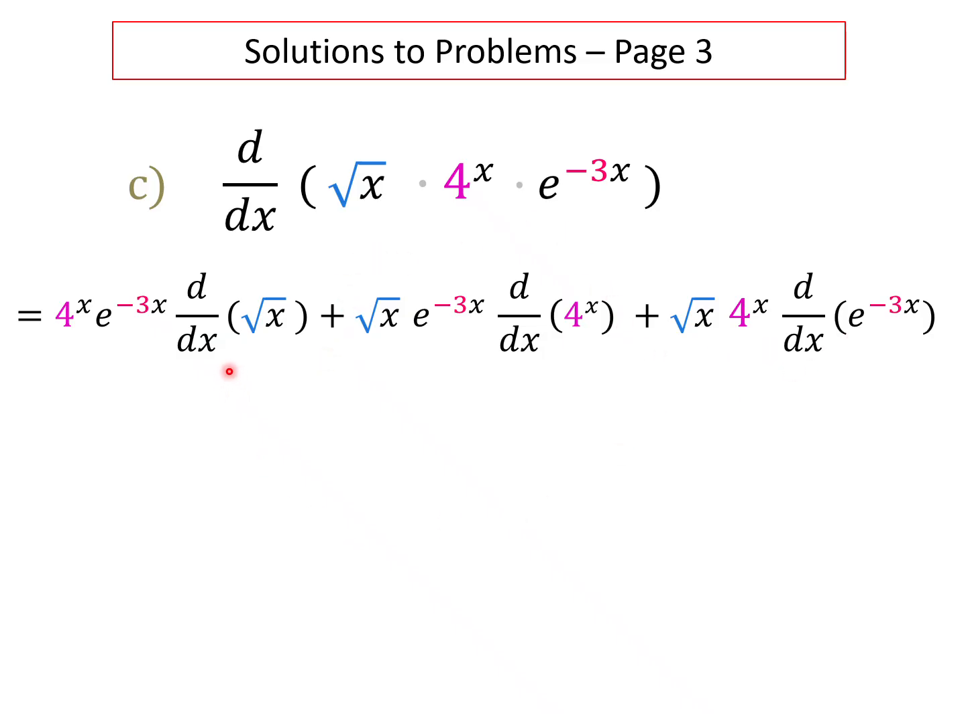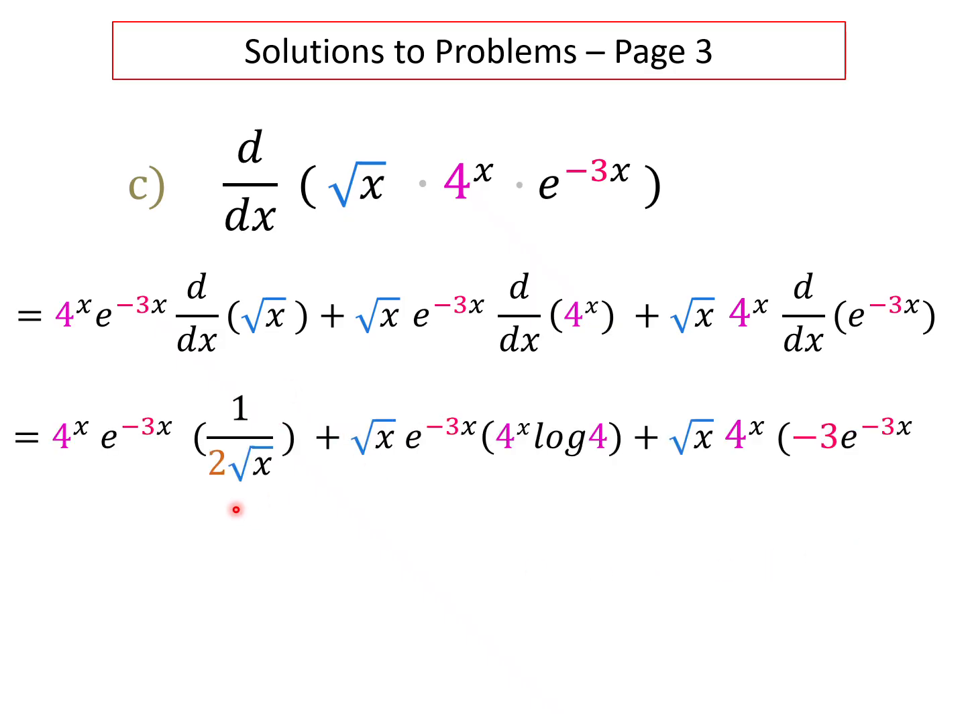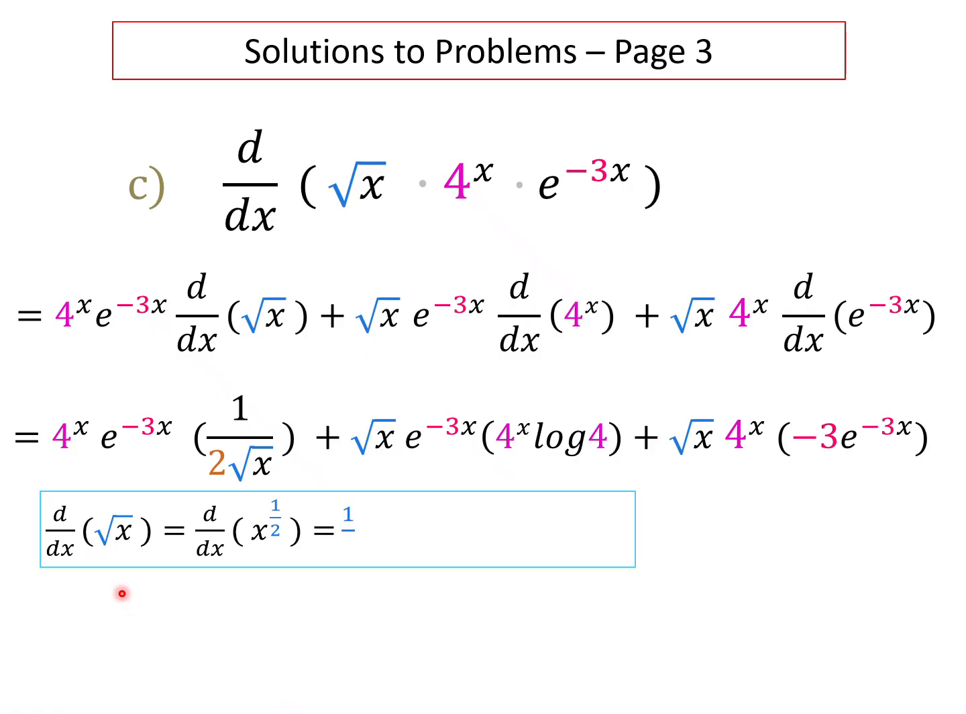Now in case of root x, d/dx of root x, we'll write 1 by 2 root x. Here we are not going to show all the steps. These steps I am just discussing here. d/dx of root x is equal to d/dx of x to the power half, index form, and half x to the power half minus 1, equal to half x to the power minus half, equal to 1 by 2 root x. If we write all these steps here, it will be very complicated.